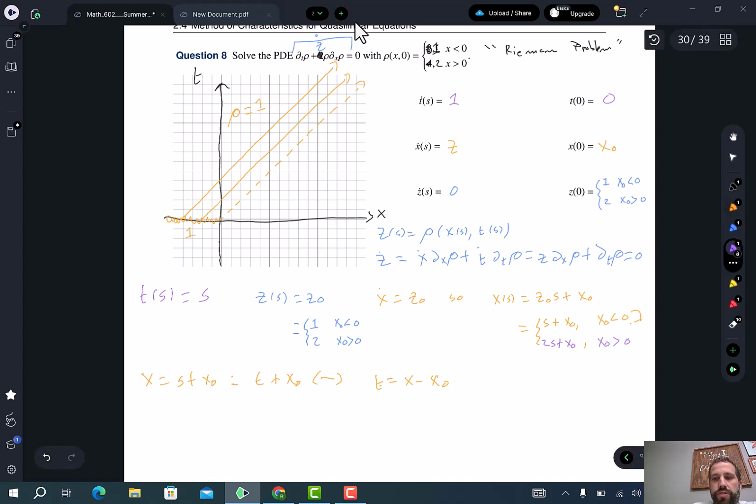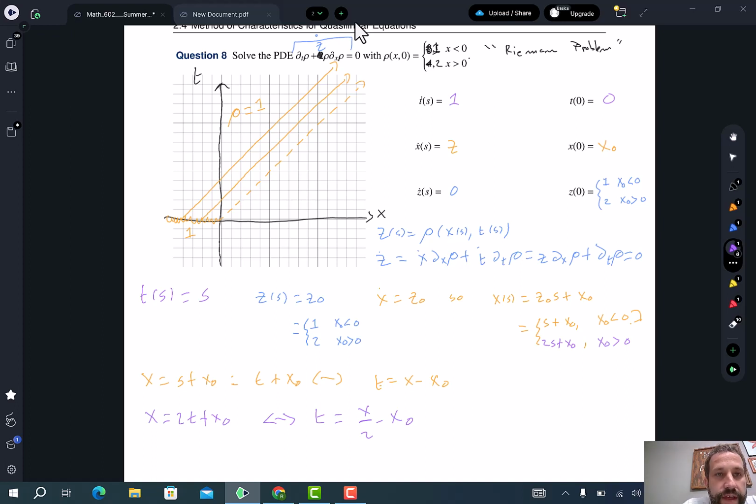Now for the characteristics starting for x naught greater than 0, similarly we have x equals 2t plus x naught, and so I can write this as t equals x over 2 minus x naught. So again, we're going to have characteristics that pass through the point whose x-coordinate is x naught, and the slope is 1/2. This is for x naught greater than 0, but I'm actually going to sketch it for x naught equals 0, and I'm going to do that one as a dashed line as well.